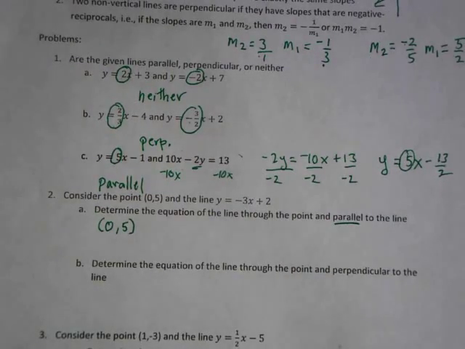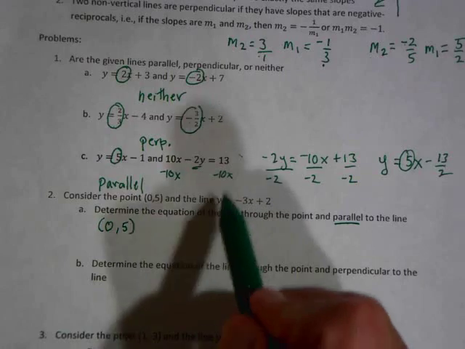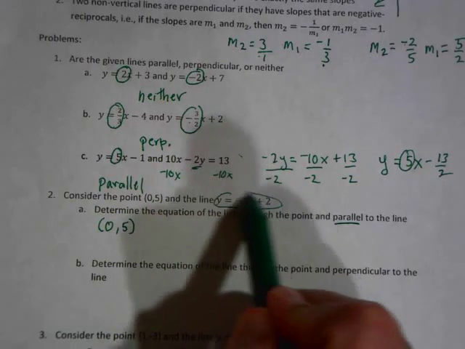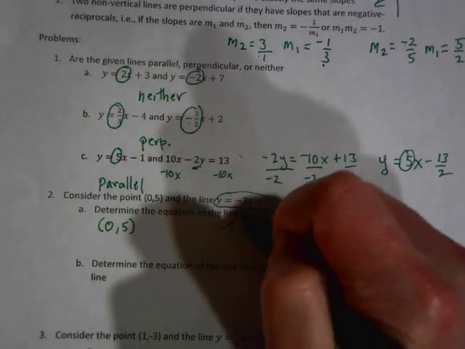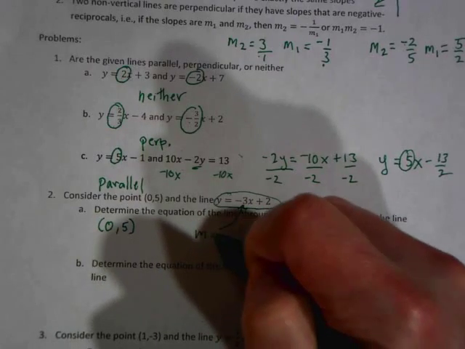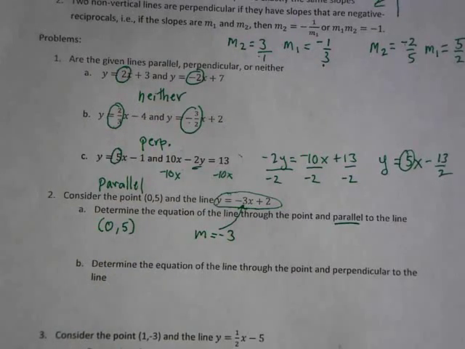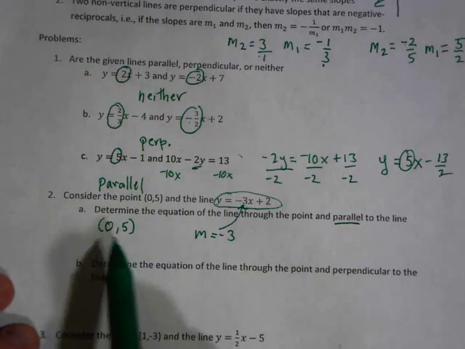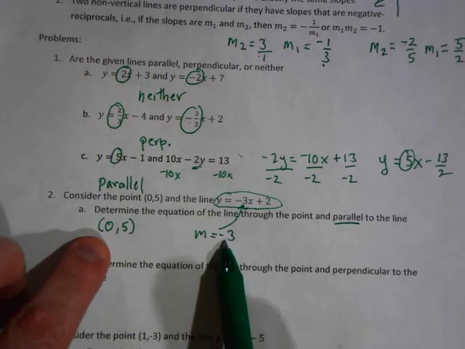the parallel line. Well, I can look at this line back up here, and I can find its slope. From this line, I can see that the slope is -3. So what they want me to do is find an equation with this point and that slope.